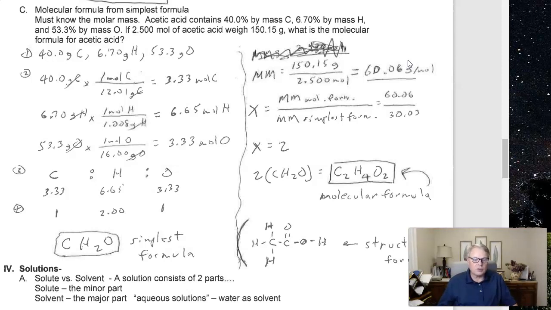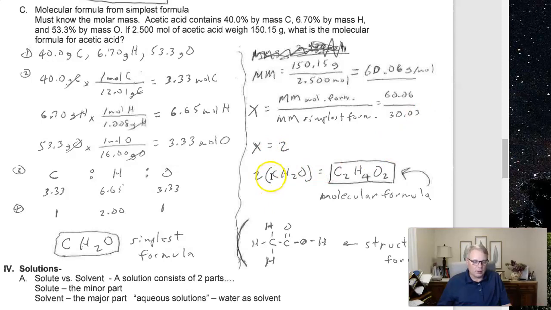So how do I find the true formula? Well, here's what you're going to do. You're going to take the molar mass of your molecular formula, and you're going to divide that by the molar mass of your simplest formula. And when you do, you'll get a whole number. You'll get a 1, a 2, a 3, a 4, a 5, or something like that. And then you simply multiply your simplest formula by whatever number you get there. So 60.06 divided by 30.03 ends up being 2. So we're going to multiply our simplest formula by 2.